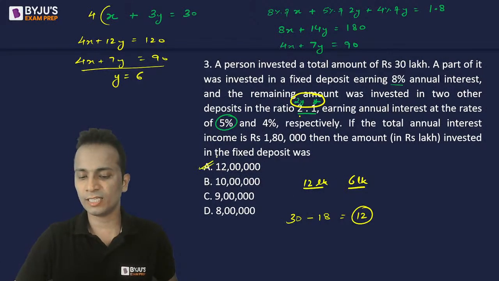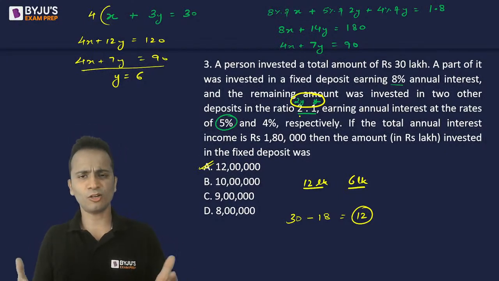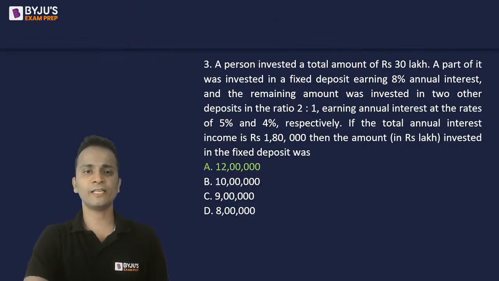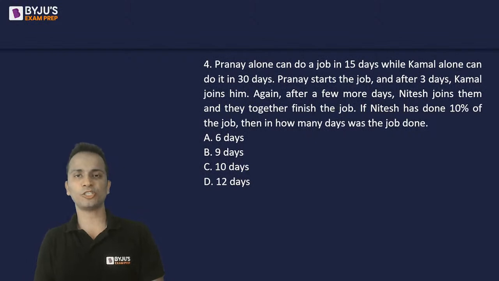And hence, this is the correct answer. So, Naman, Abhijit, Priyanshi, Archana, Ritik, a lot of you have given correct answers. Wonderful. So the correct answer here is option A, that is 12 lakhs. Let's move on to look at the next question.